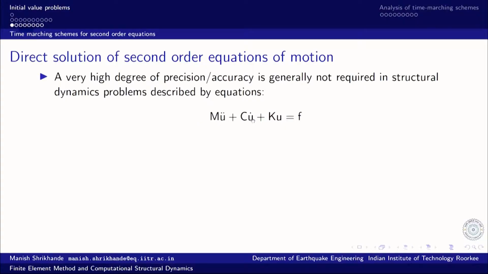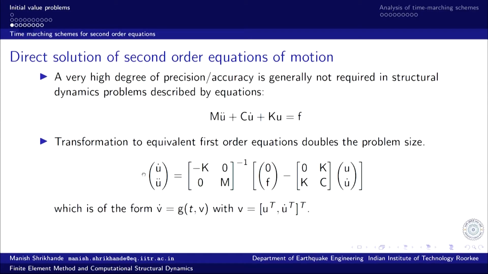So, the equation of motion is defined as m u double dot plus c u dot plus k u is equal to f. f is in general a function of time, the forcing function. k is the stiffness matrix, u is displacement, and we assume velocity proportional damping, and m is the inertia term, and u double dot represents the generalized accelerations.